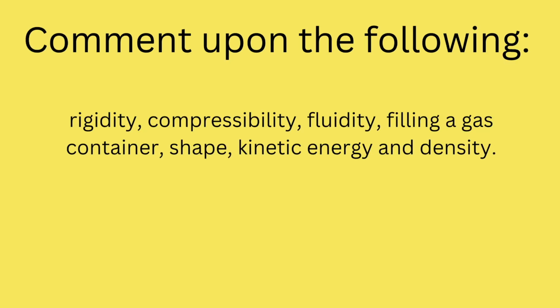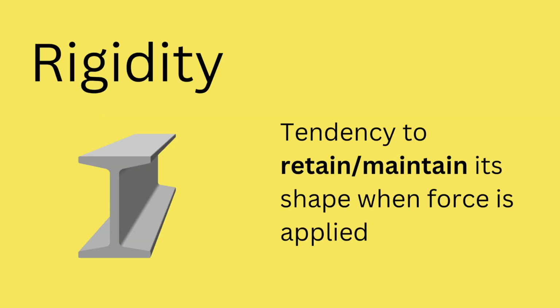Comment upon the following. So we are given a few terms and we are going to see what those terms are. The first one being rigidity. What we have seen is that solids are rigid. And why are they rigid? Because they have the tendency to maintain or retain their shape. Even when a strong force is applied, they tend to maintain their shape, and they only break when excessive force is applied. So this is rigidity, the tendency to maintain its shape. That is what we call rigidity.